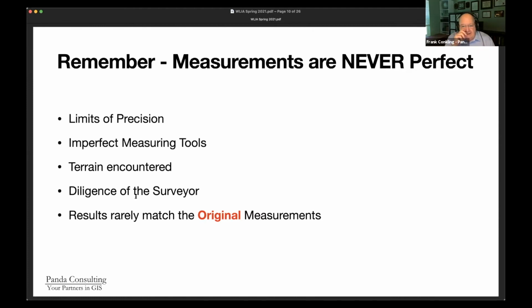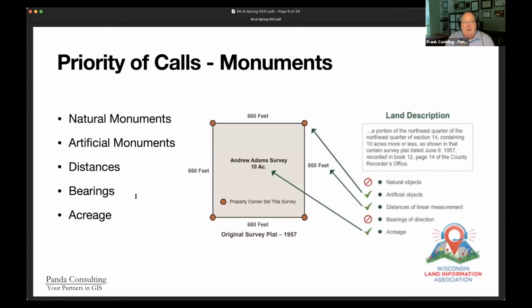So the thing to remember on this slide is that measurements are never perfect. And just because they include a measurement in a legal description, that measurement, if you go back here, is far down the list of priority calls. And it should never be the primary thing that you use to locate a parcel.